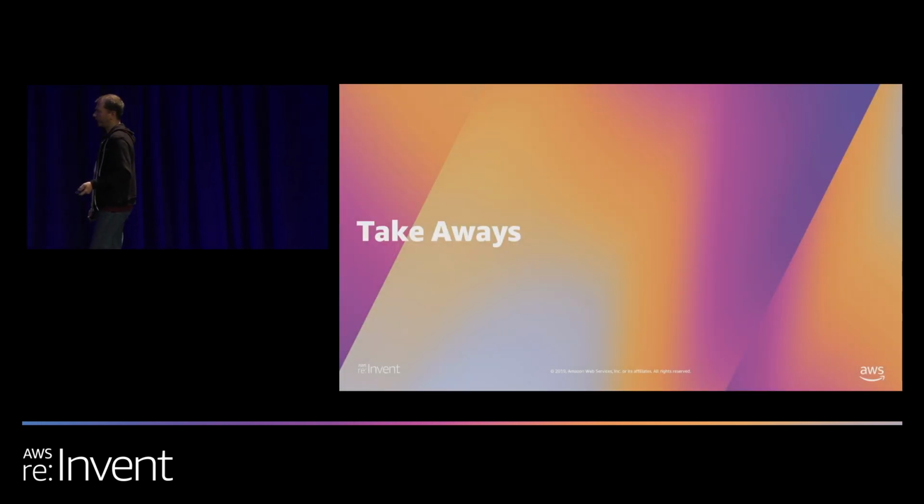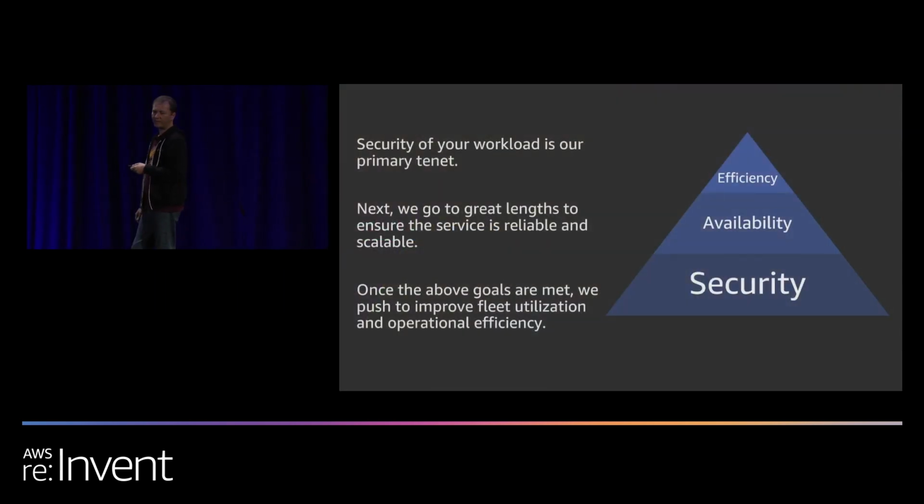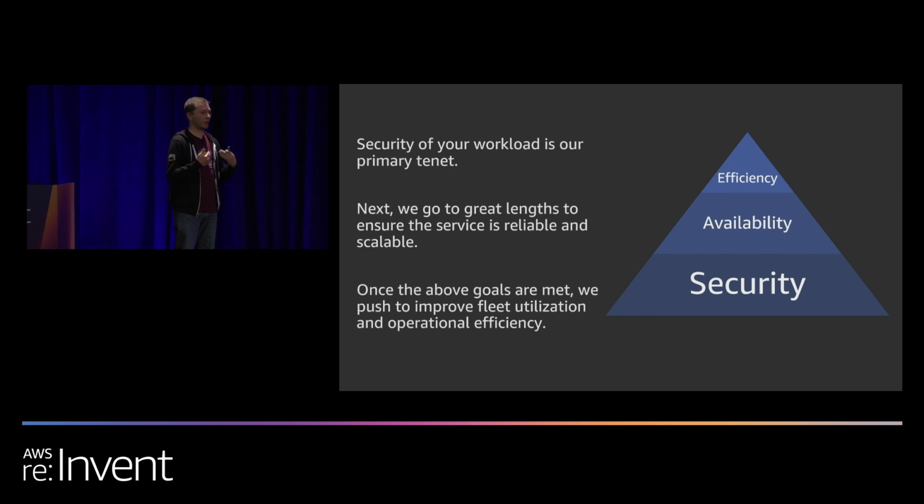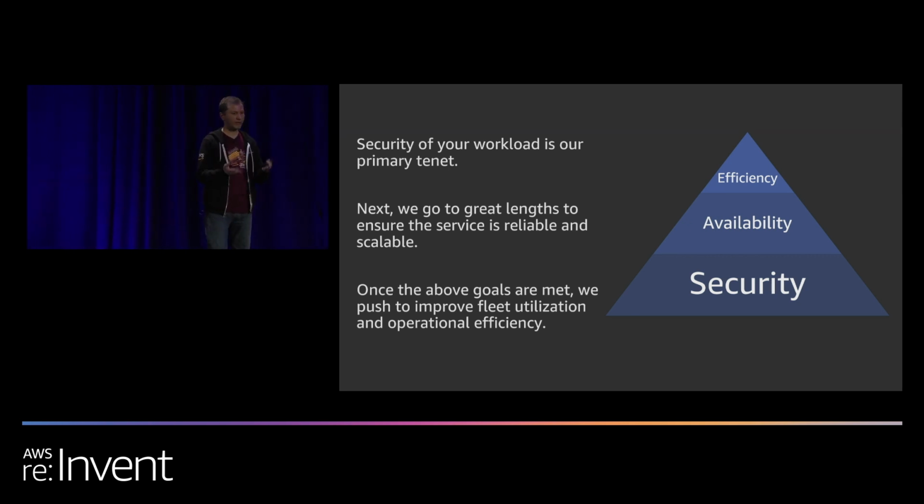So let's review what we've discussed today. Today, we've taken a look at what's under the hood of Fargate. Security of your workloads is always our primary tenet. It's the basis of everything else we do. Next comes availability and reliability. The Fargate team goes to great lengths to ensure that our services remain reliable and secure so that your tasks run safely. And finally, we will keep innovating to improve our efficiency. Efficiency enables us to provide you better performance using fewer resources, which reduces our costs, which means you get to enjoy more price reductions.